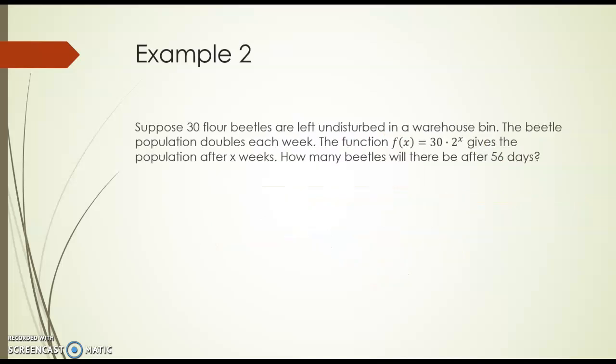Example 2. Suppose 30 flower beetles are left undisturbed in a warehouse bin. The beetle population doubles each week. Here is the function: f of x equals 30 times 2 to the x. It gives the population after x weeks. How many beetles will there be after 56 days? This is the thing I need us to point out. We can't just throw 56 in for x. This says days, but x is weeks. So we need to take 56 and divide by 7, which is 8 weeks. So our x equals 8.